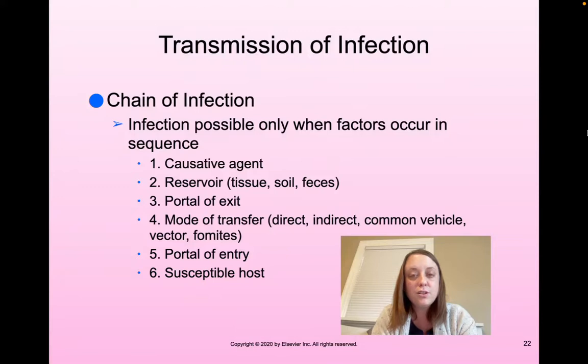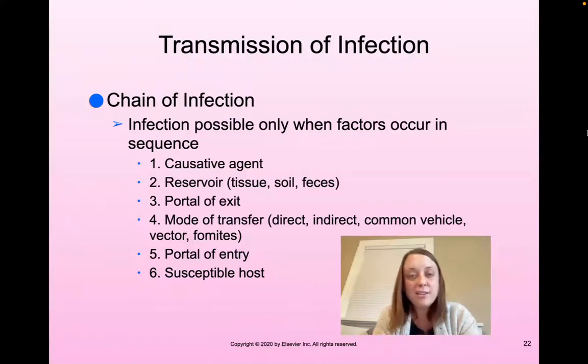Those are things that are transmitted by bites, for example, mosquito bites, ticks, fleas, things like that. And then fomites. Fomites are objects that are left around that have bacteria or other infective organisms on them. A great example of this is when our patients leave their used tissues out on their bedside tables and don't put them into their trash. Those are examples of fomites.